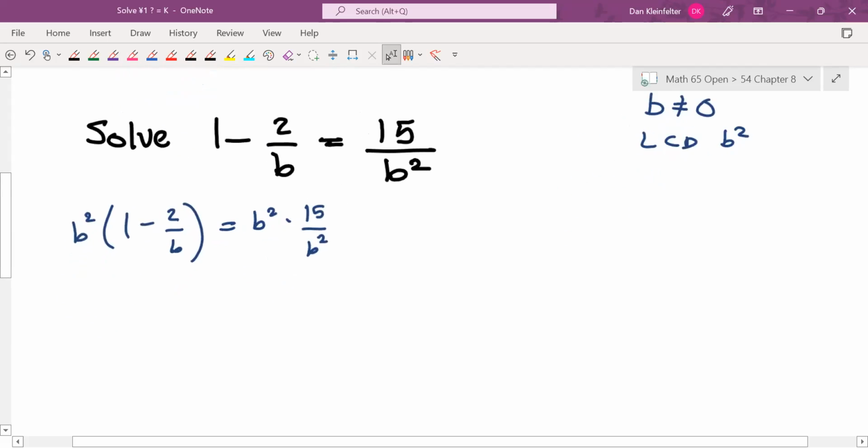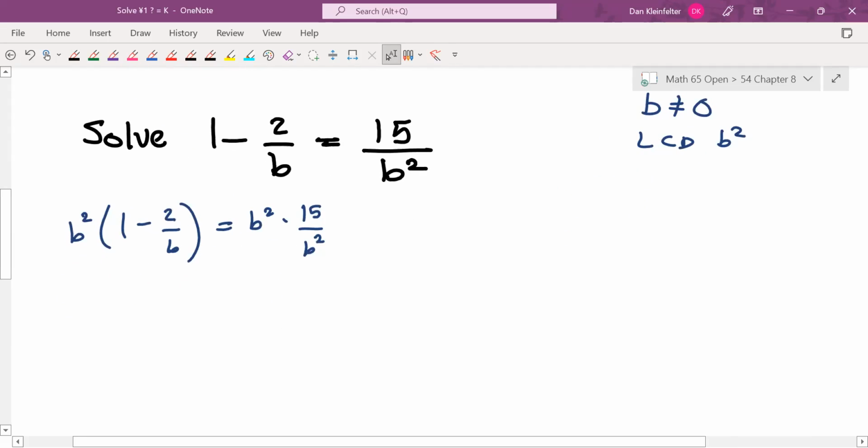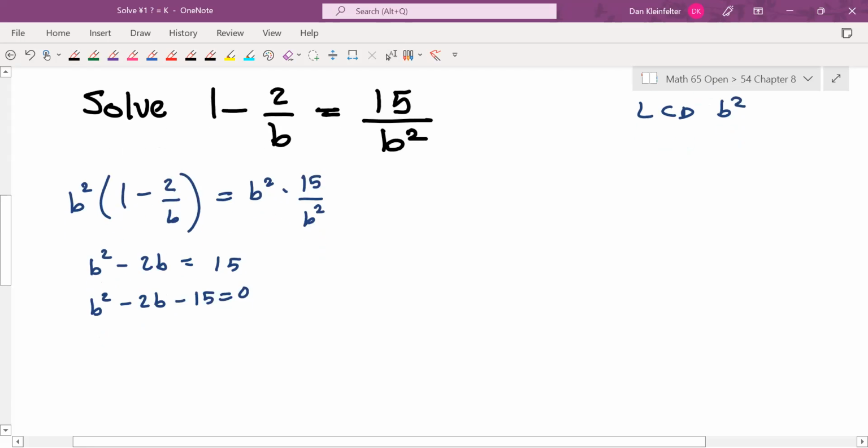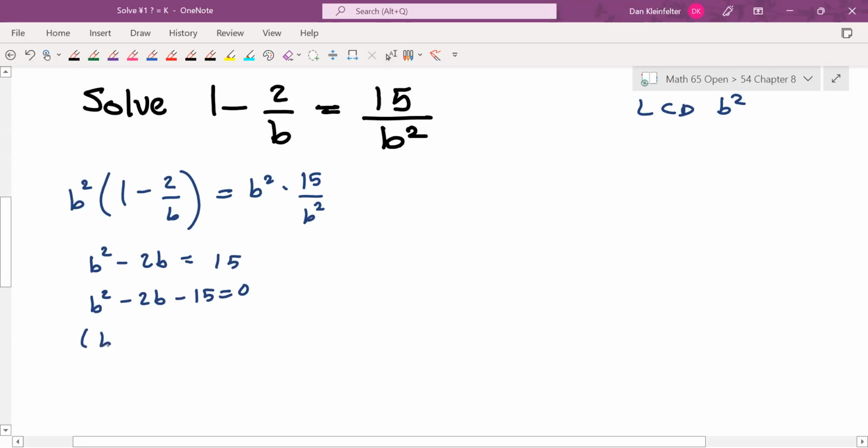Okay, and then as before, let me distribute that b squared into our left-hand side. That will give us b squared minus 2b, and then on the right side, 15. This one's kind of interesting because we ended up with a quadratic equation, and so we'll have to factor here and see what we get.